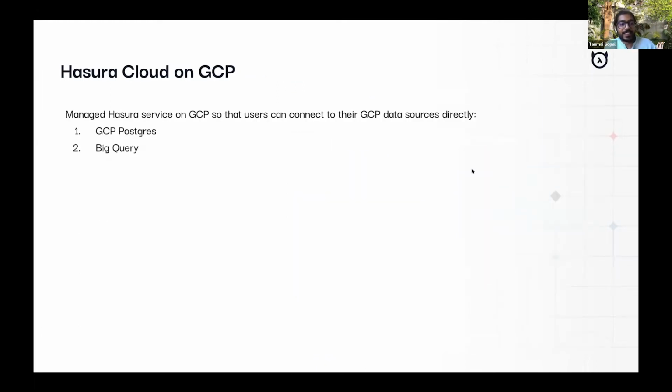The last piece is Google Cloud support for Hasura Cloud. So we've added support for GCP. You should see a form on your cloud accounts where you can request GCP, and we'll feature flag it for you. And this is very exciting.